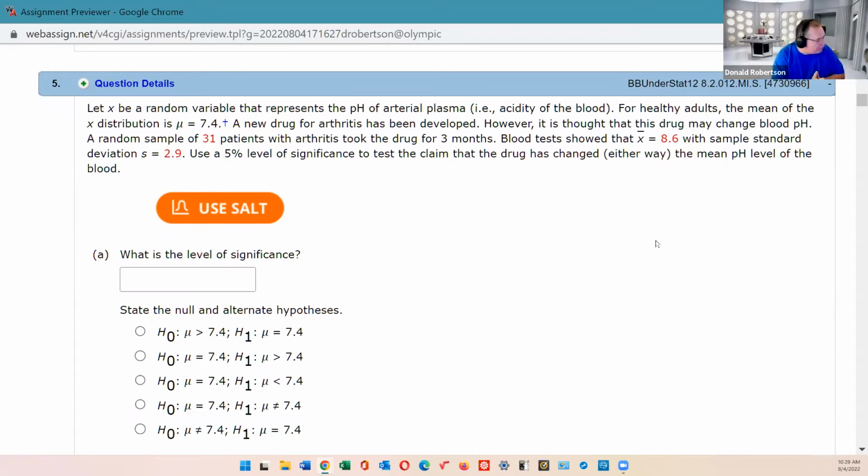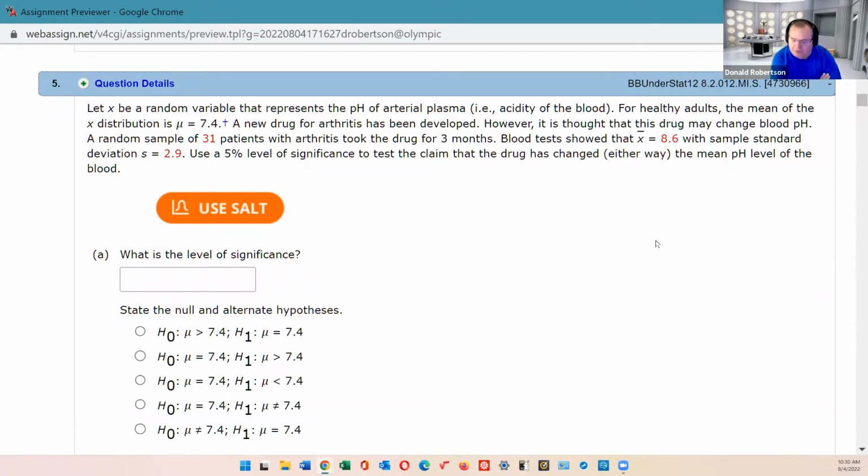So this is good stuff, right? So let's see what they have got in this story. For healthy adults, the mean is about 7.4. Now you were saying that sounds about right? Yeah. So that's what it should be, right? So a new drug for arthritis is being developed.